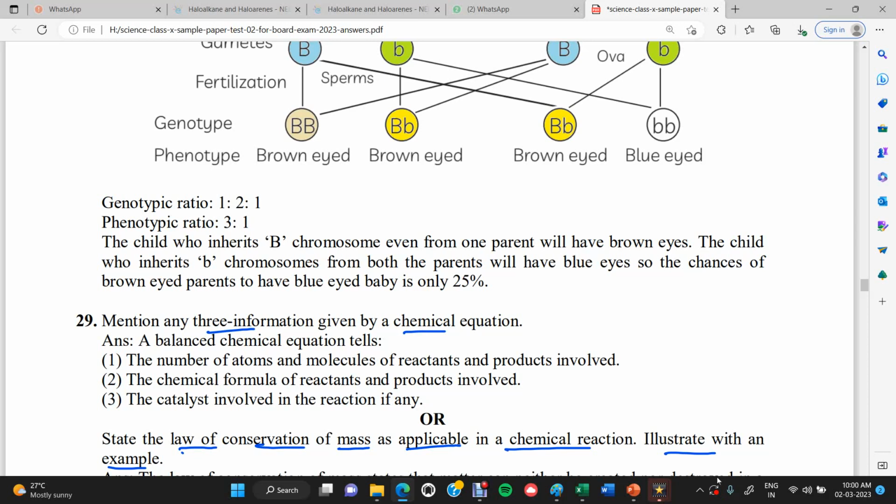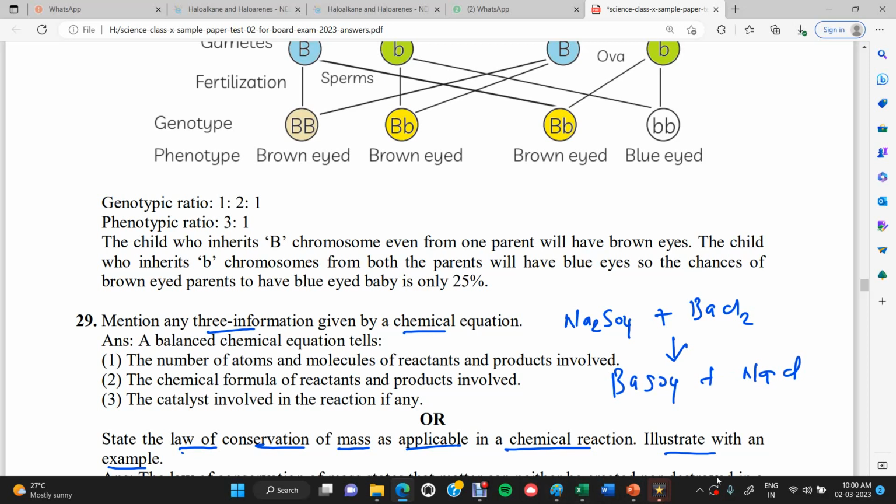We can go for Na2SO4 plus BaCl2, and it will give BaSO4 plus NaCl, right? Balance the two. That will balance.